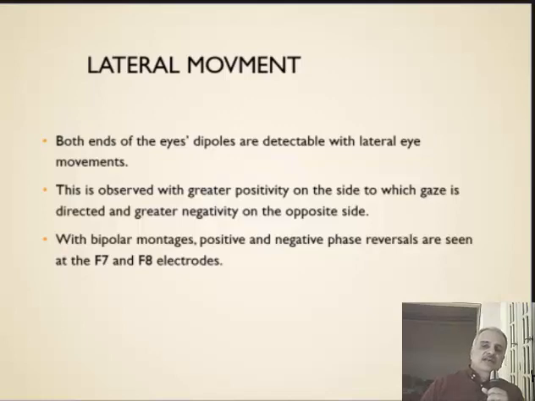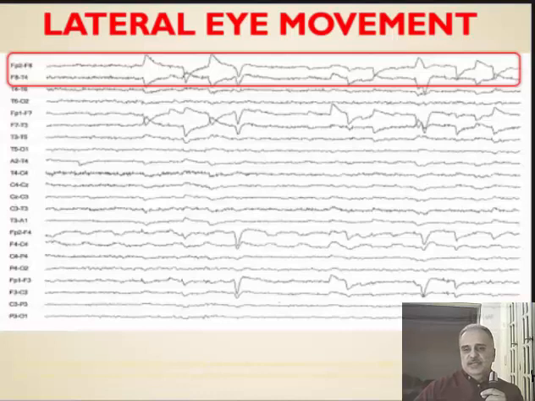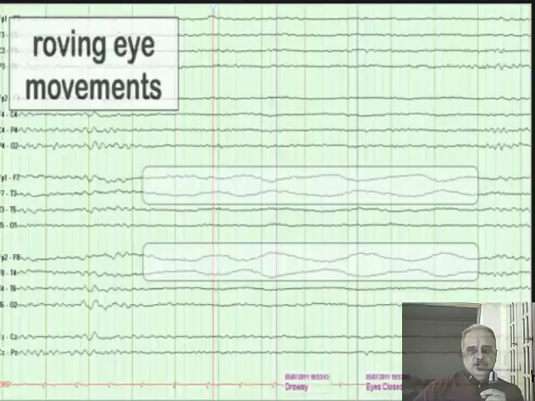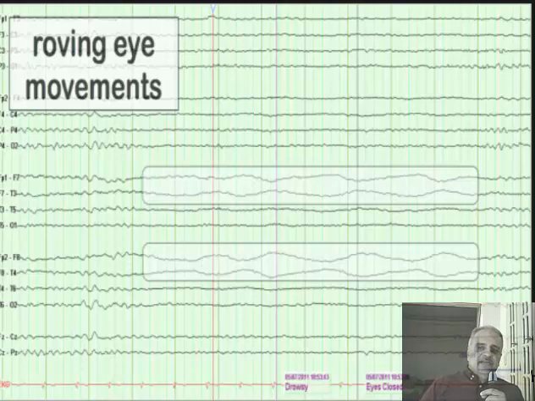Then we move to the lateral movement. This is in which the positive cornea moves towards either F7 or F8, which are the anterior temporal electrodes. It can be either rapid eye movement like this, or slow eye movement like this. In the stage of drowsiness, the lateral eye movement is so slow and continuous till deepening into stage 1 sleep.